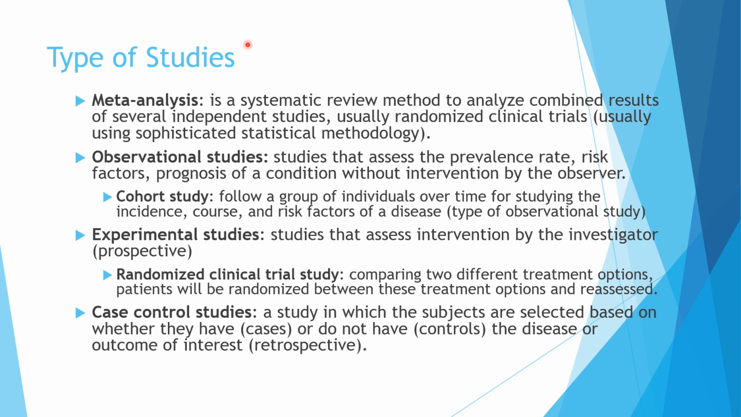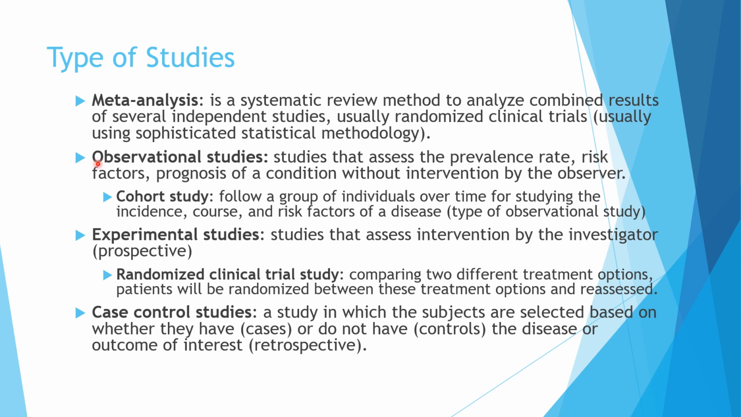What are the types of studies? We have meta-analysis. Meta-analysis is a systematic review in which you analyze the results of independent studies studying the same object. For example, let's say that you have multiple studies about DVT after total hip. So you do meta-analysis by combining the results of these studies. Usually the studies that are used are randomized clinical studies, and usually to do this you need sophisticated statistical methodology.